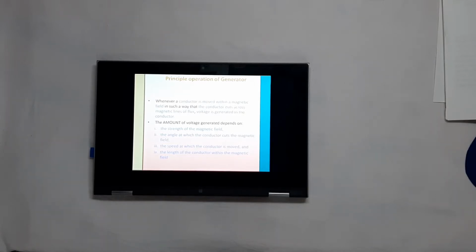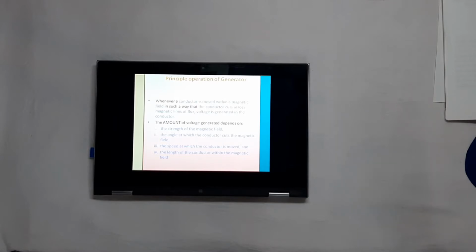We know that in the case of the DC generator, in the stator we have a field system producing the magnetic flux, and in the rotating part we have armature conductors. By means of mechanical energy, the armature conductors are rotating in a stationary magnetic field. The flux is produced by the stationary field system, and the conductors are cutting the magnetic flux. Therefore there is an induced voltage in the generator. This is the principle of operation of a DC generator.